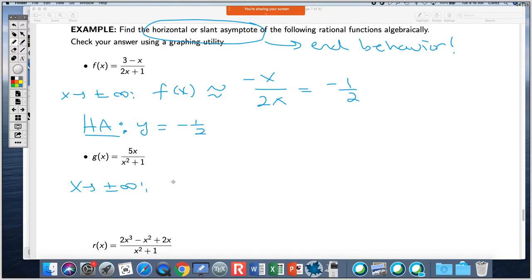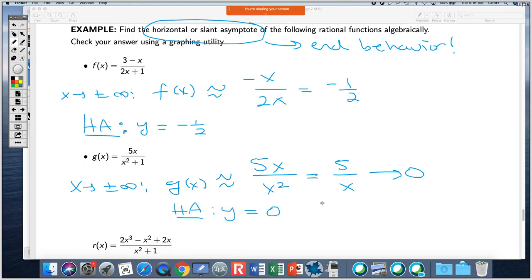If I look at what's happening here with g of x, the leading term is the only term in the numerator, 5x. The leading term in the denominator is an x squared. Notice there's more powers of x in the denominator than the numerator. That means that when I divide, I'm going to be left with factors of x in the denominator that are going to blow up. As x goes to plus or minus infinity, you've got 5 over some ridiculously large number. That's going to go to 0. And so we get a horizontal asymptote, y equals 0. Are there any questions on these two examples?